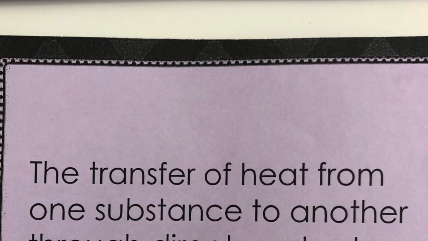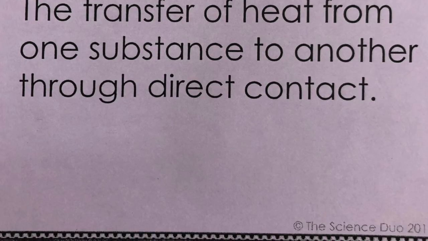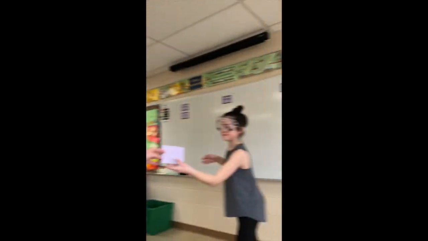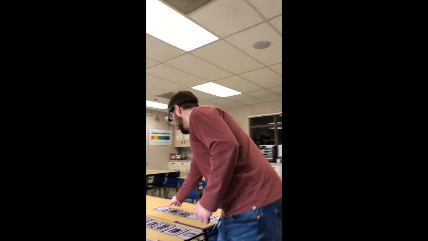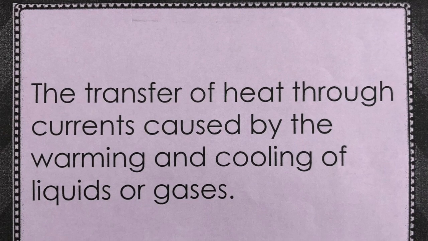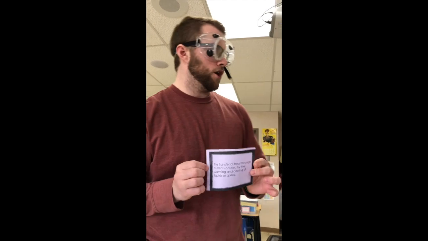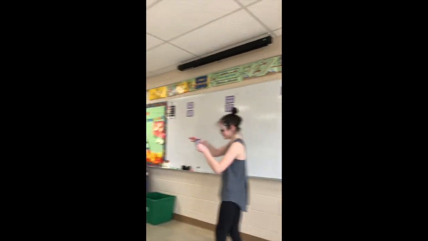Our next is the transfer of heat from one substance to another through direct contact. That's when I get hot from directly touching something, and we'll go through some examples of that as well. And then our last one is a little bit more tricky: the transfer of heat through currents caused by the warming and cooling of liquids and gases. This is when things circulate throughout the air and through water. Again, we will go through some examples of convection.